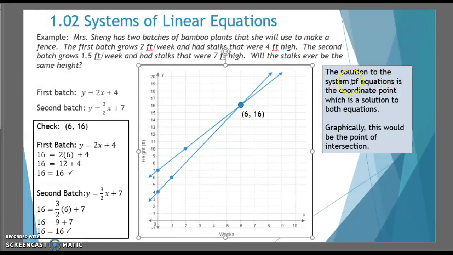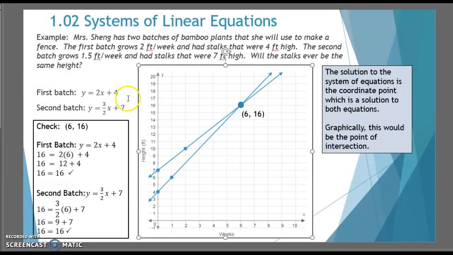The solution to this system of equations is the coordinate point which is a solution to both equations. This is the point of intersection, which is 6, 16. So 6 is our x-coordinate and 16 is our y-coordinate. The x-axis represents weeks and the y-axis represents height. This tells me that at 6 weeks, they will be the same height, and they will both be 16 feet high.